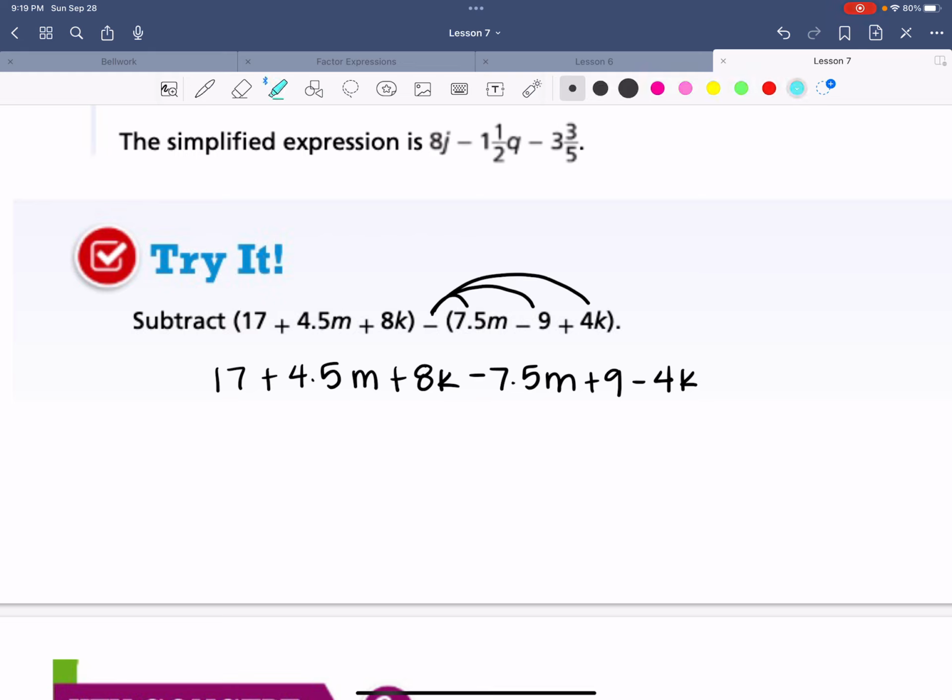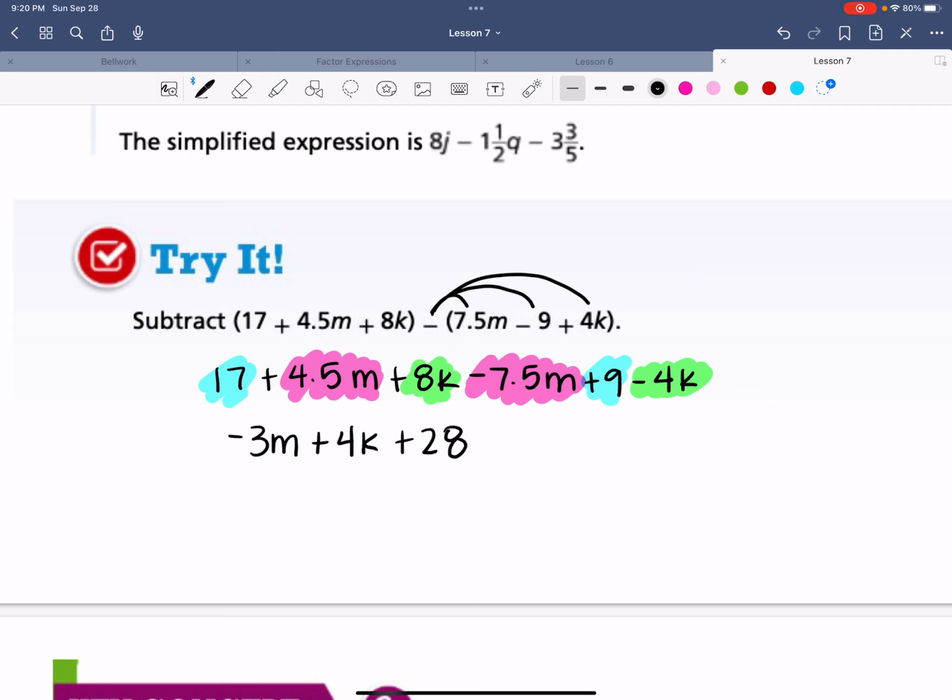All right, now we can look at our like terms. So I'm going to start with my m's, 4.5, negative 7.5. Then I have some k's, negative 4k, 8k, and then my constants, 9 and 17. Add my m's together, 4.5 plus negative 7.5 is negative 3m. 8k plus negative 4k is a positive 4k, so I add 4k. Then 17 plus 9 is 28. And then we are done.